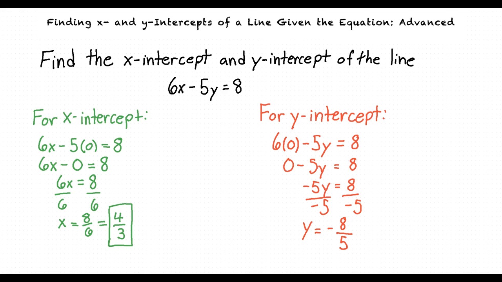So just to clarify, when we are finding the x-intercept of a line given the equation, we set the value of y in the equation equal to 0 and solve for x. And to find the y-intercept of a line given the equation, we set the value of x in the equation equal to 0 and solve for y. Right? That sounds perfect.